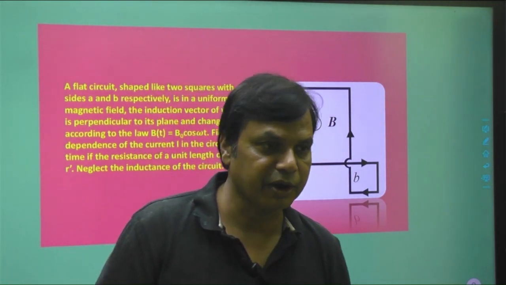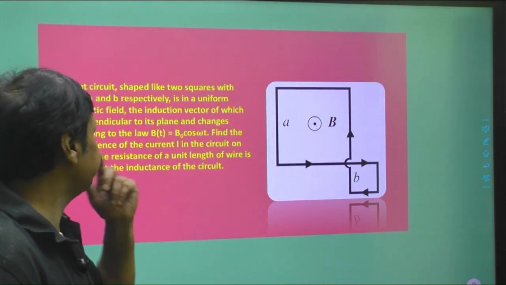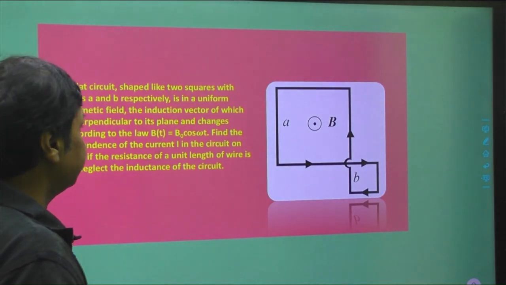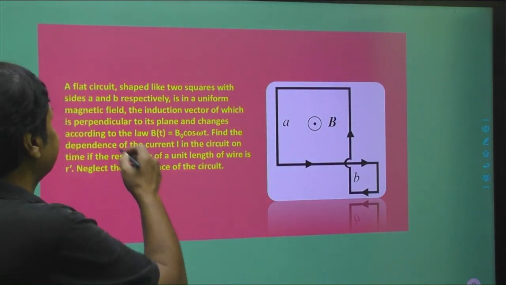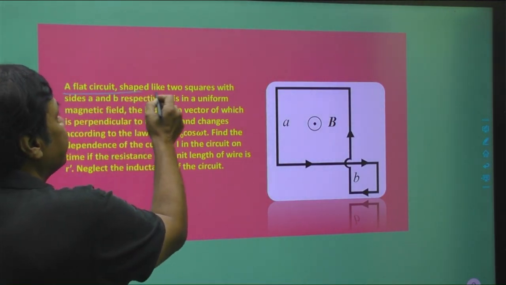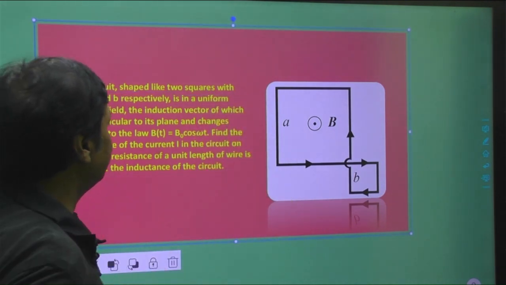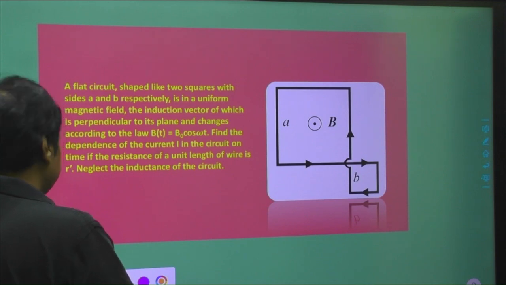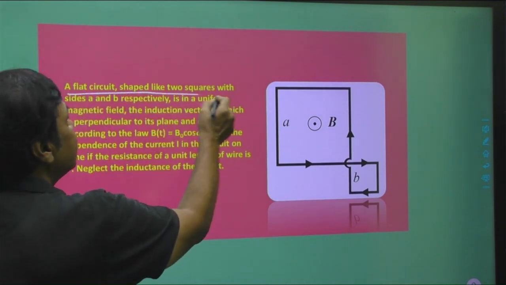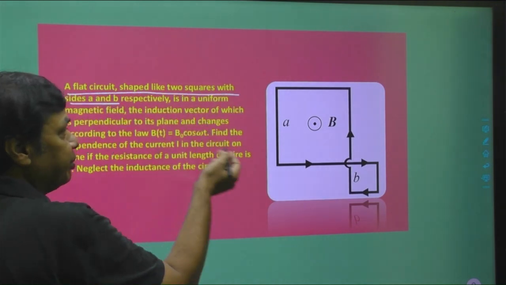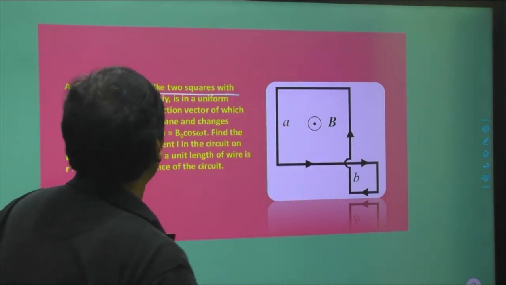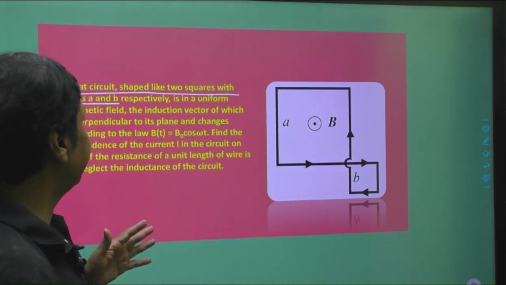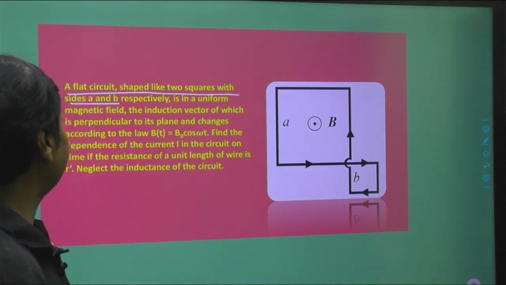We have another problem at this screen, that is something like a flat circuit shaped like two squares, right? Squares with side length A and B respectively, in a uniform magnetic field.